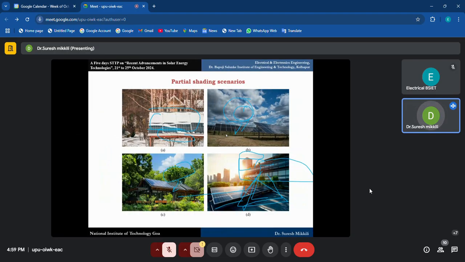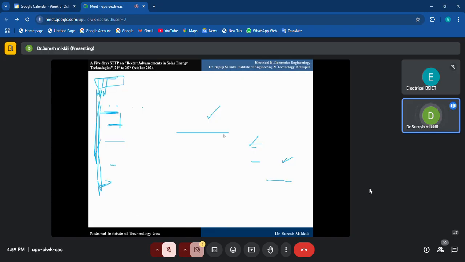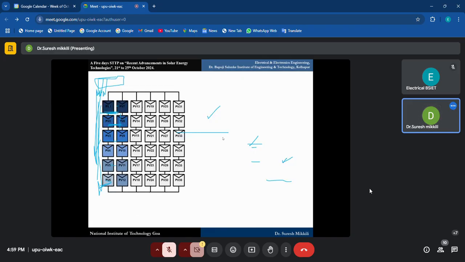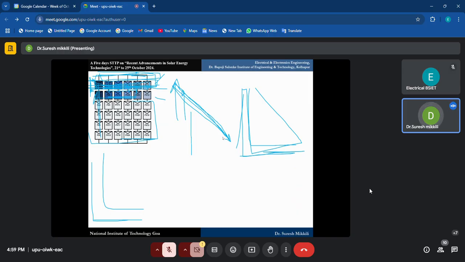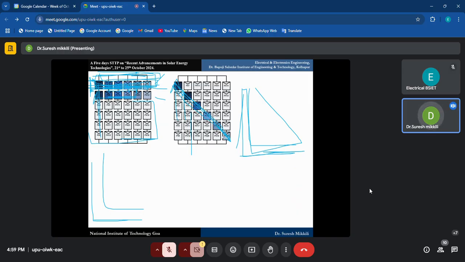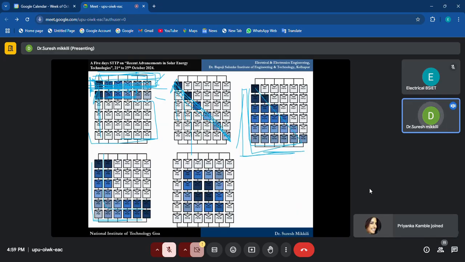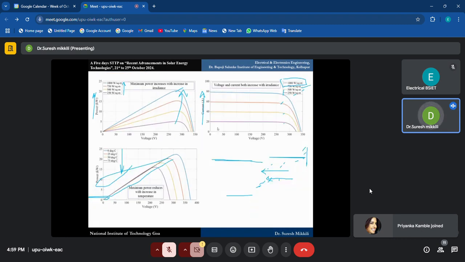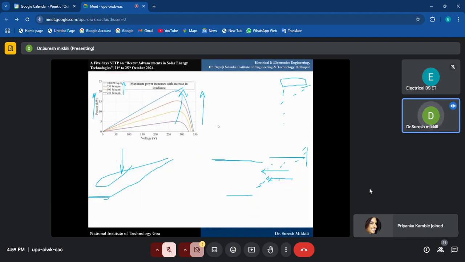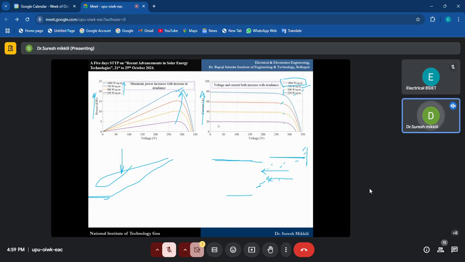Initially, we discussed different shading conditions. Shading can happen due to trees, buildings, clouds, or maybe snow. Then we have seen column shading and row shading, and diagonal shading, triangular and L-shaped shading, and random shadings. Then we observed that when irradiance is changing, the current variation will be high and power variations are very high. When temperature is changing, there is not much variation.